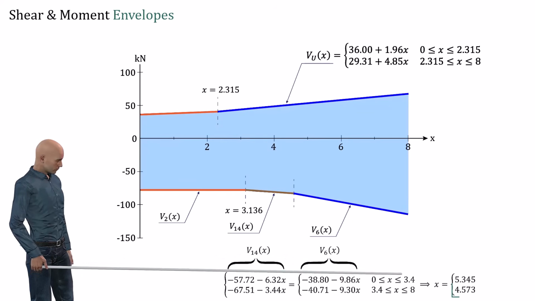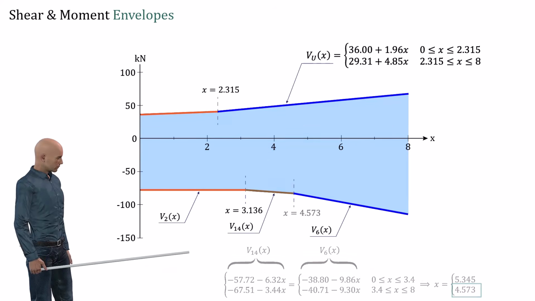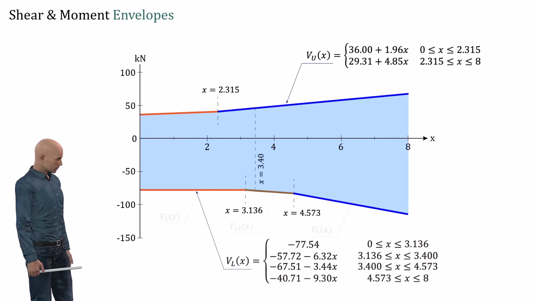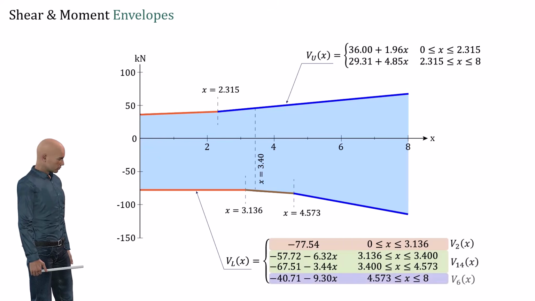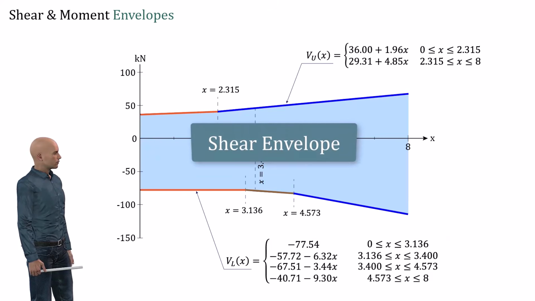The second occurs at x equals 4.573 meters. Using these transition points, we can write the lower boundary as a piecewise function. The first branch of the function comes from load case 2. The second and third branches are the piecewise shear function from load case 14, and the fourth branch is from load case 6. The region defined by these upper and lower piecewise functions is the shear envelope for the column.